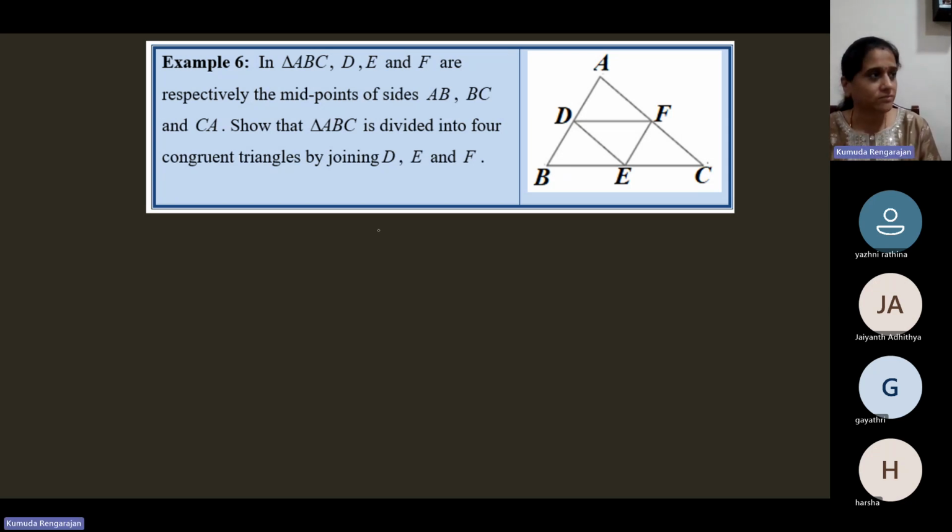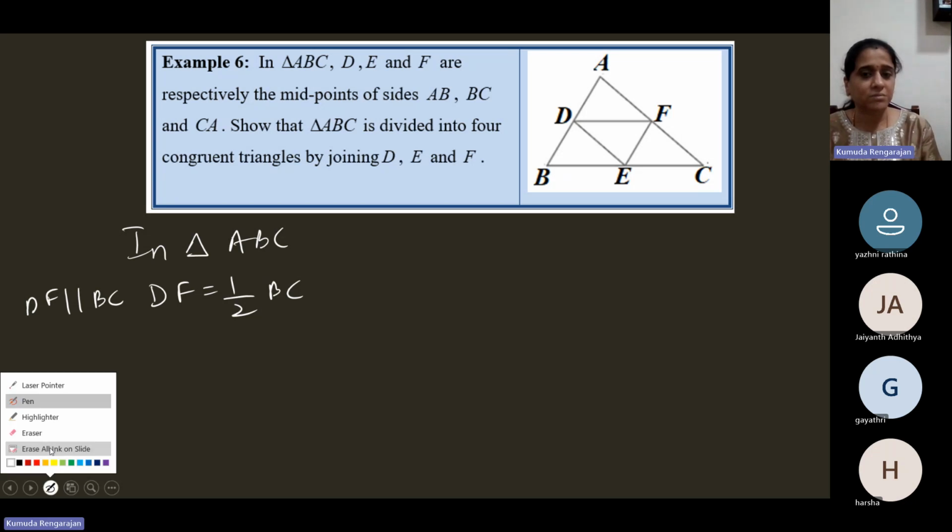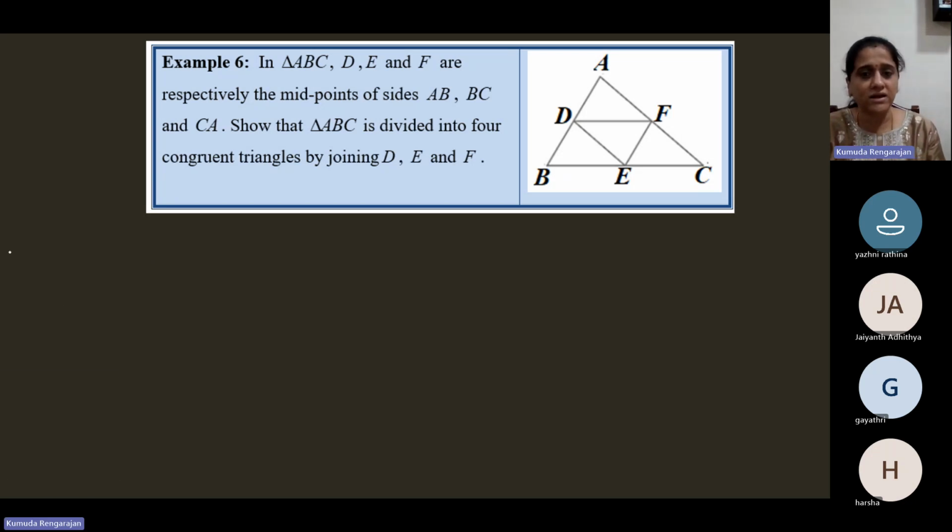So first, the midpoint theorem. In triangle ABC, D is the midpoint of AB. F is the midpoint of AC. So by the midpoint theorem, DF is equal to half of BC and DF is parallel to BC. By the midpoint theorem, DF is parallel to BC and DF is equal to half of BC.